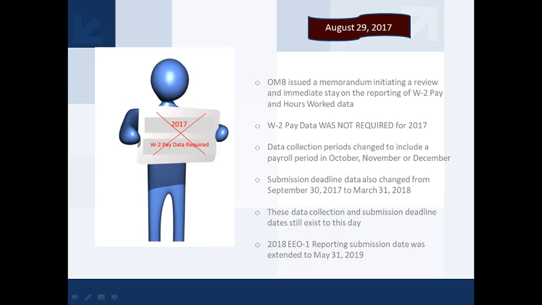On August 29th of 2017, the OMB issued a memorandum informing the EEOC that they were initiating a review and immediate stay of the effectiveness of the W-2 pay data portion of the EEO-1 report. Specifically, the immediate stay was on the portion of the report that required the reporting of aggregate W-2 pay and hours worked data, now known as Component 2 data. Therefore, for the 2017 EEO-1 reporting cycle, employers were not required to collect the W-2 pay and hours worked data.